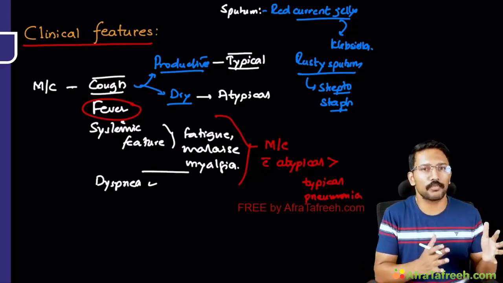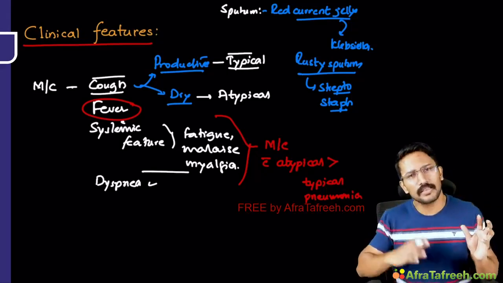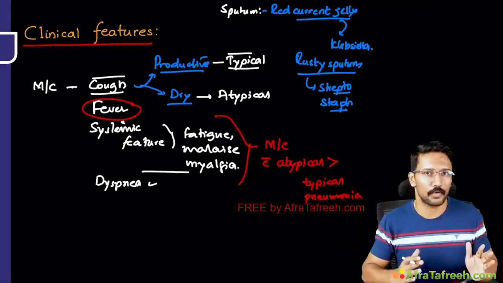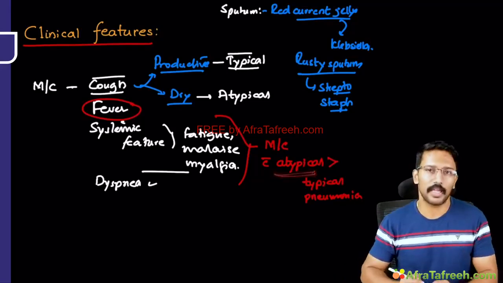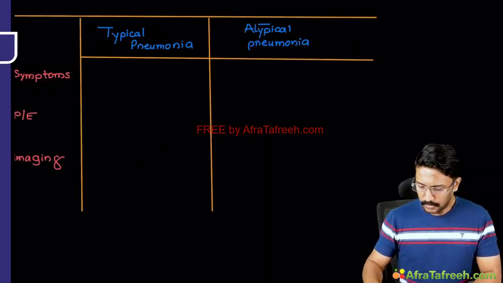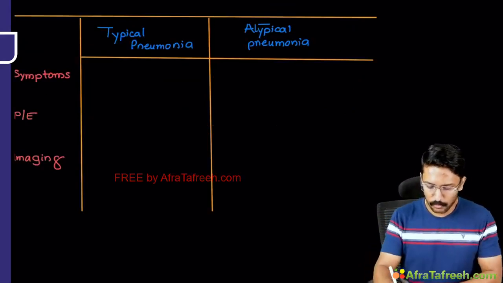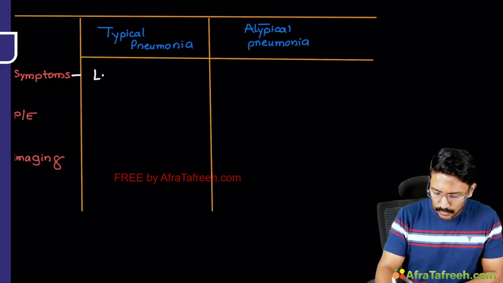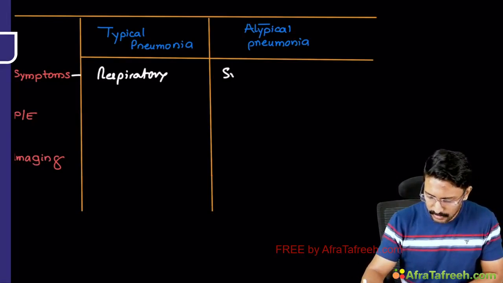On the other hand, the typical pneumonias, you can simply remember them as primarily lung disorders, and the systemic involvement is secondary to the lung involvement. So that way you will know that systemic features are more common with atypical. Okay. Now these are going to be the clinical features. Just a quick distinction between typical and atypical pneumonia. Symptom wise, typical will have lung symptoms or respiratory symptoms predominantly. Atypical, systemic more than respiratory.